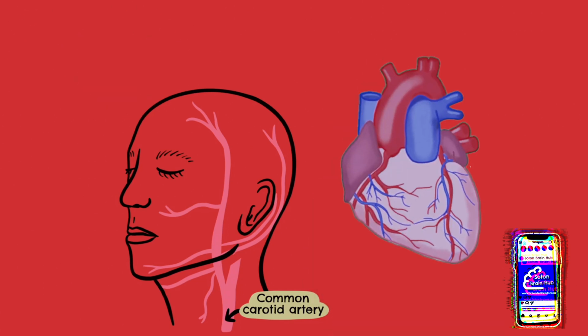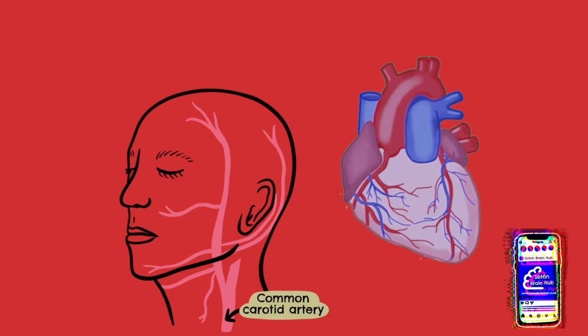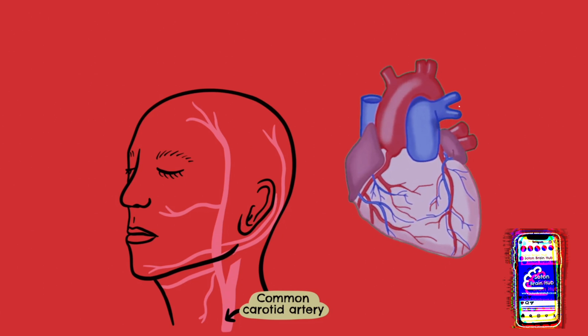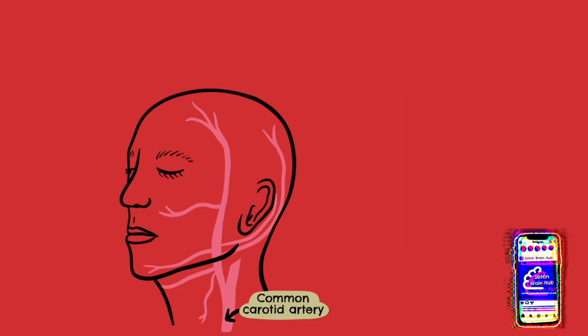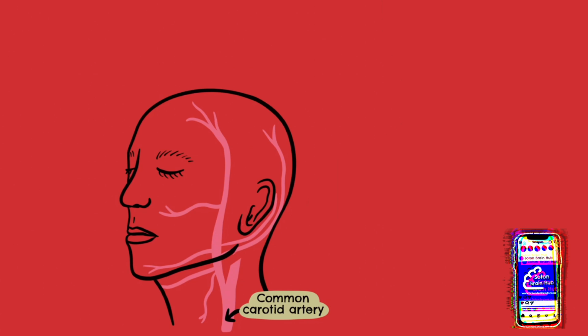The left common carotid artery branches directly from the arch of the aorta, whereas the right common carotid artery arises from the splitting, or bifurcation, of the brachiocephalic trunk into the right common carotid and right subclavian arteries. The left and right common carotid arteries travel up through the neck, lateral to the trachea and the esophagus. They do not give rise to any branches in the neck.